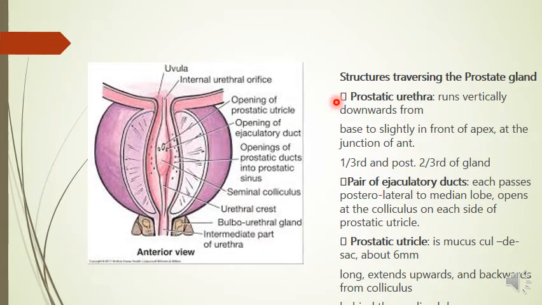Then the structures traversing the prostatic gland, the prostatic urethra. So this is the prostatic urethra. So at the base of the prostate, at the junction between the anterior 1/3 and posterior 2/3, the urethra is going to pierce the prostate.